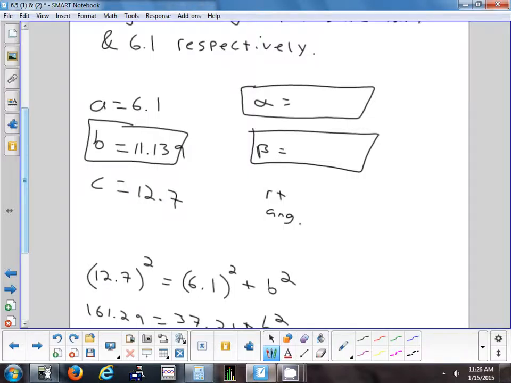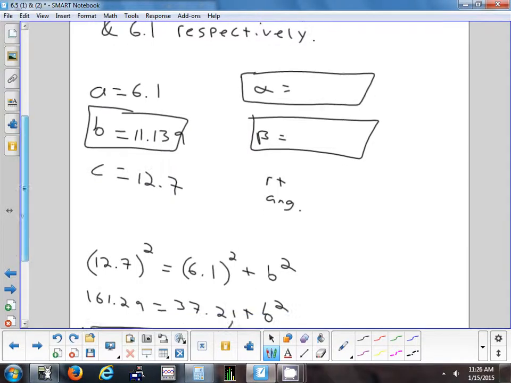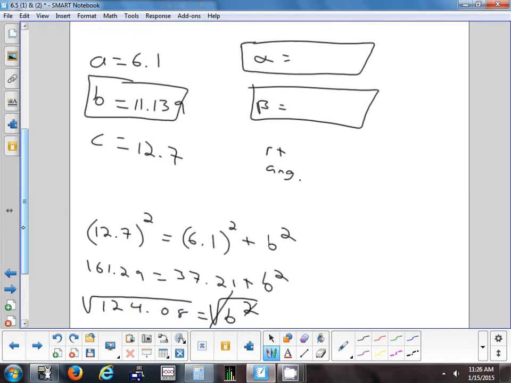Are we going to use that side to find alpha or beta? Nope, we won't use it. Let's find alpha. So let's put A as alpha. B, we weren't given, so I'm not going to label that. Beta. And C was 12.7. So Andy, what two pieces of information am I going to use to find alpha?